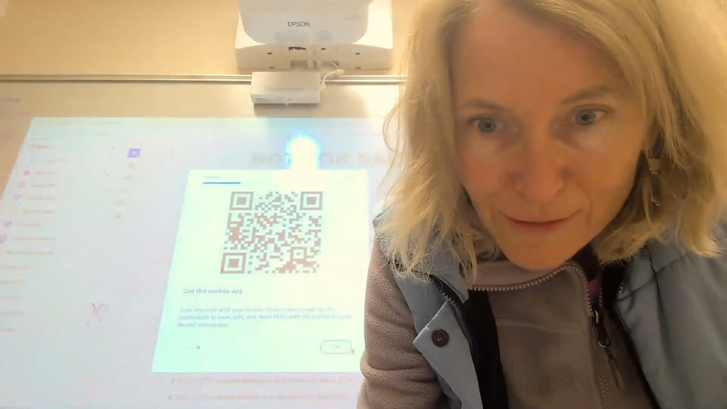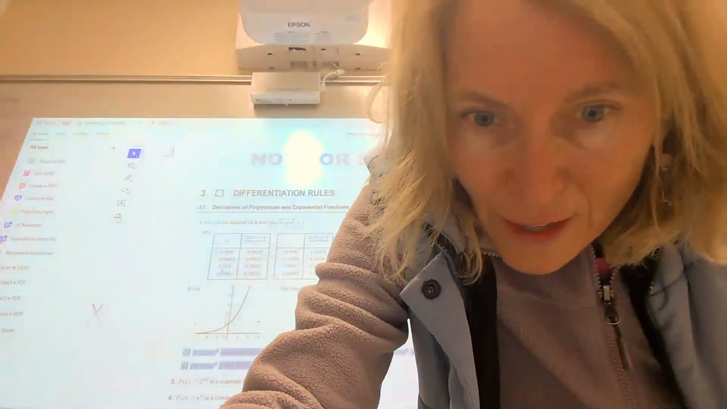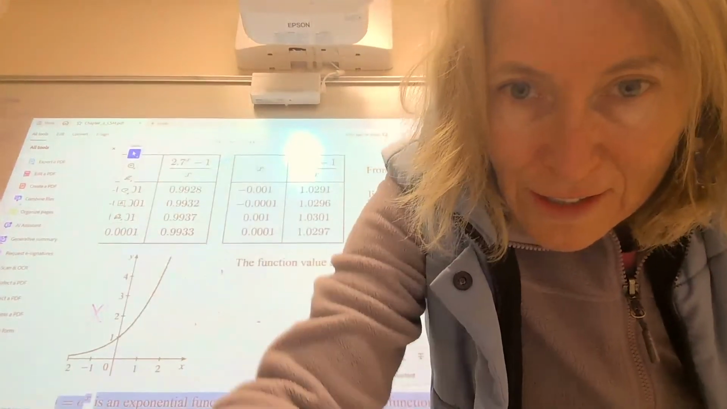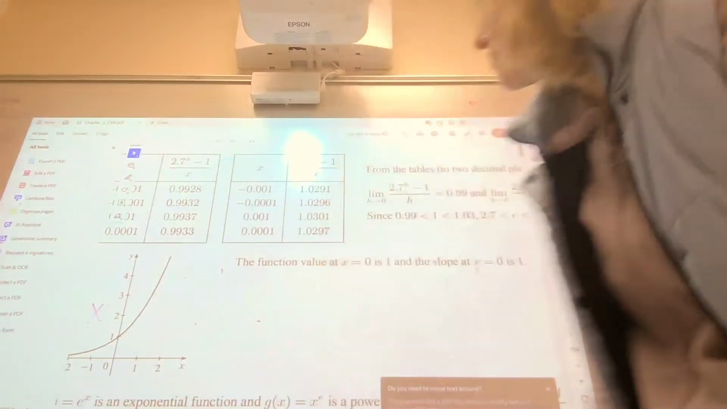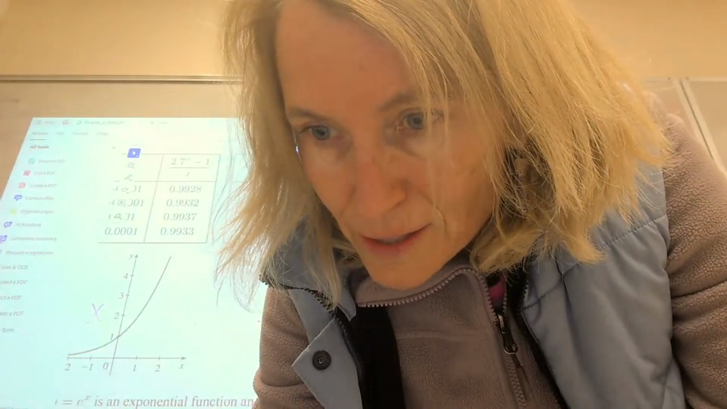Lincoln, what do you have for 4? I have 0. Okay, that's right. It's a constant. 6, Connor? I got 7 over 2x minus 3.